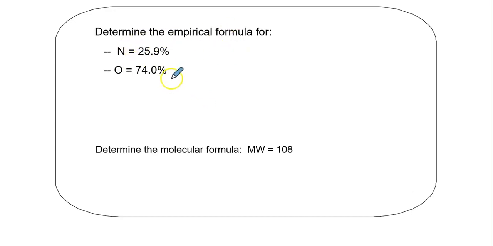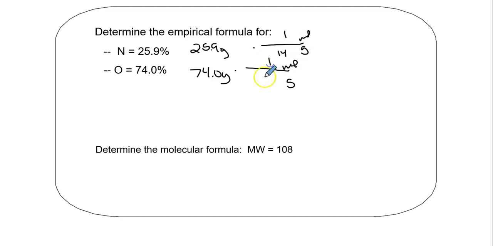Okay, so there's an example. Determine the empirical formula for this guy. Take a moment, try it out. So this is going to be a sample size of 25.9 grams and 74.0 grams. Dot line, get rid of grams and go to moles. 1 mole is 14, 1 mole is 16. Take a moment to calculate them out. 1.85 is my moles of nitrogen.